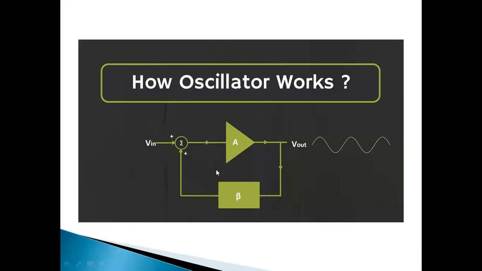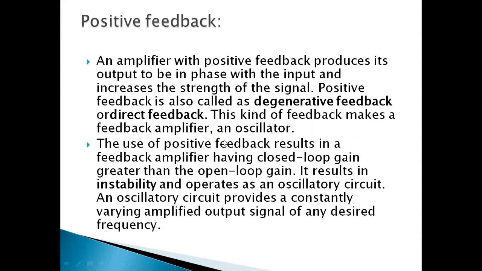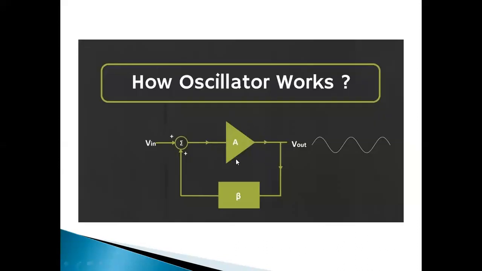So this case represents the positive feedback. Oscillators use positive feedback. In this case, the output signal and the input signal are in phase, and because of the positive feedback, the output signal increases. The use of positive feedback makes the closed loop gain greater than the open loop gain. Open loop gain means the gain without feedback. Closed loop gain means the gain with feedback.